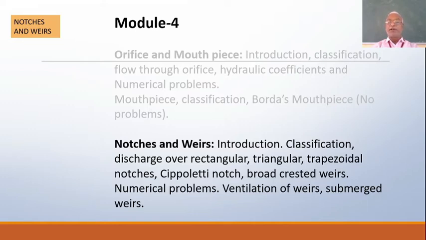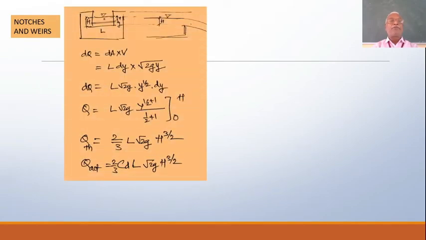Discharge over rectangular and triangular notches we have already analyzed. In this session, we'll be discussing trapezoidal, Cipolletti, and some other relevant things like velocity of approach and end contraction. Okay, just to revise quickly, this is a rectangular notch wherein we have already done the analysis.